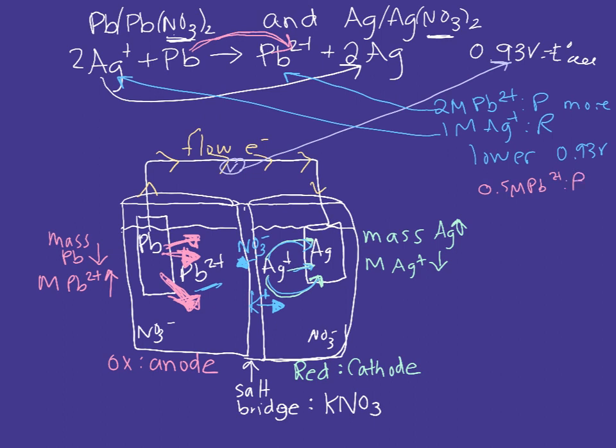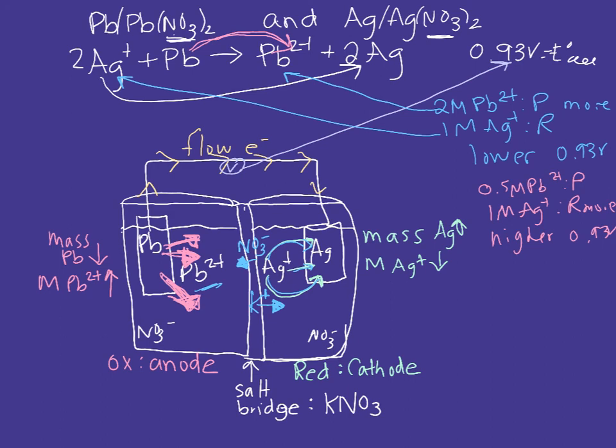So the Pb 2+ is the product. And this is going to be 1 molar Ag+, and that's the reactant ion. And that would increase the voltage because you have more reactant than your product. Anytime you have more reactant than product, it's going to drive the reaction to the right faster, speed up what we call the forwards reaction. And that's going to give you a higher voltage reading than 0.93. How much higher would require the Nernst equation, which you're not required to solve.